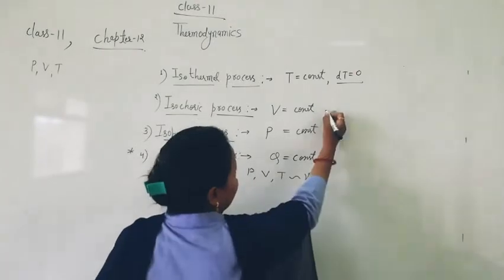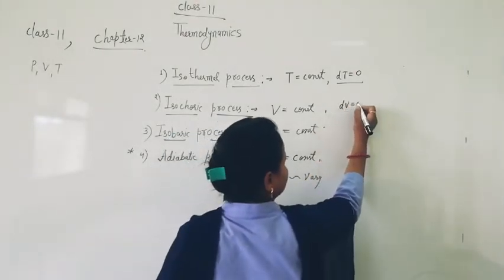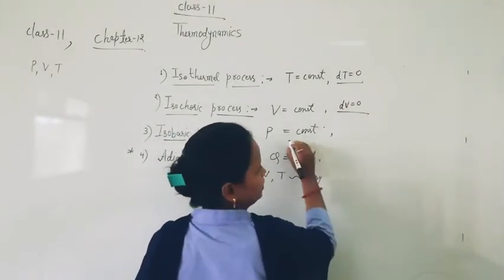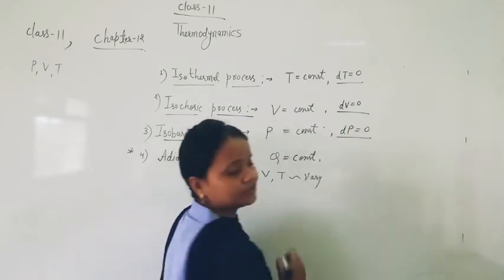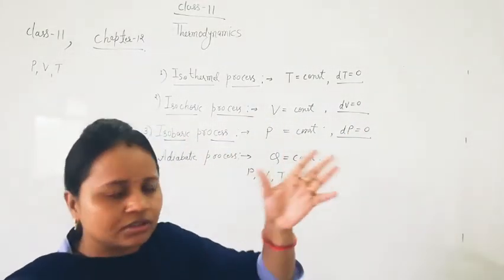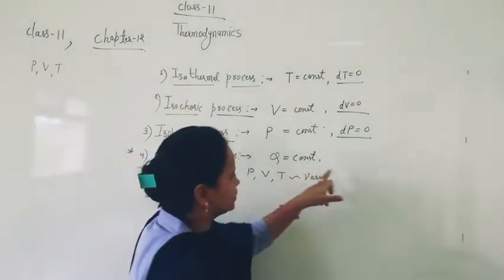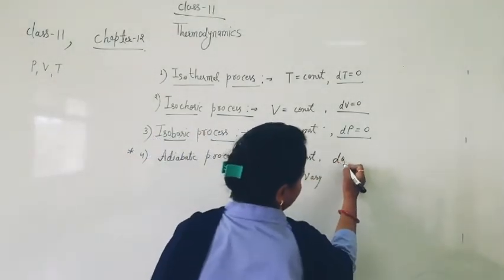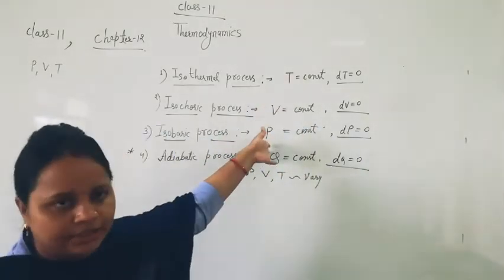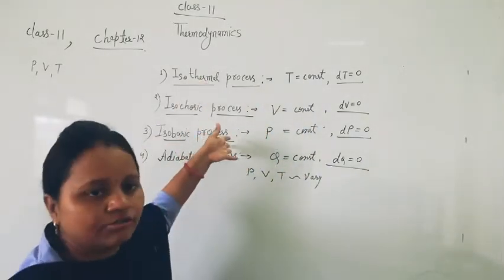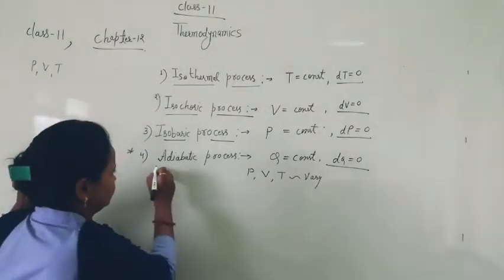Okay. For volume, dV is equal to 0. Pressure constant means the change in pressure is not observed. And if heat is constant, then the change in heat is 0. Along with these parameters, we can derive the state equations of these four processes.